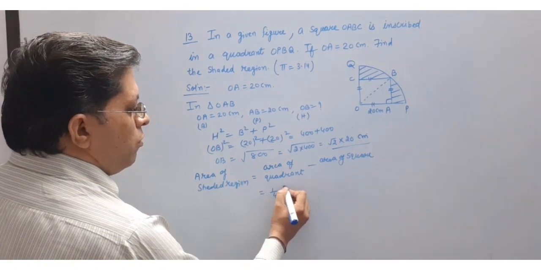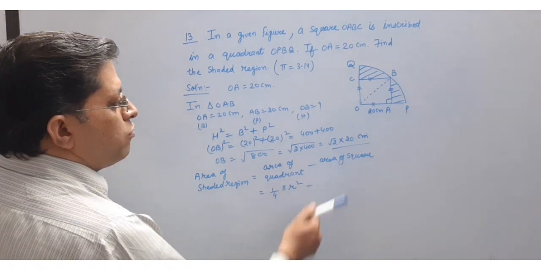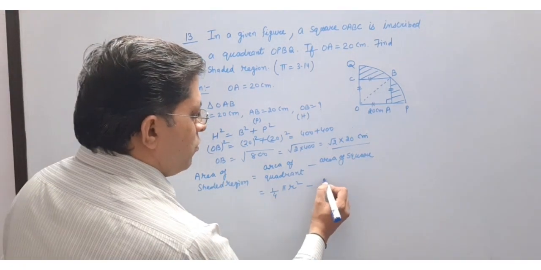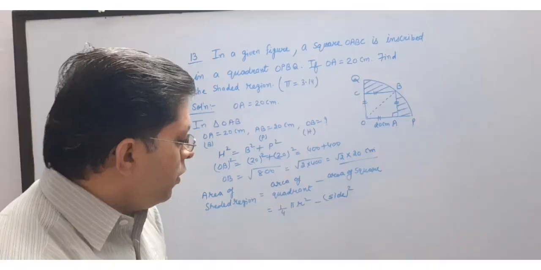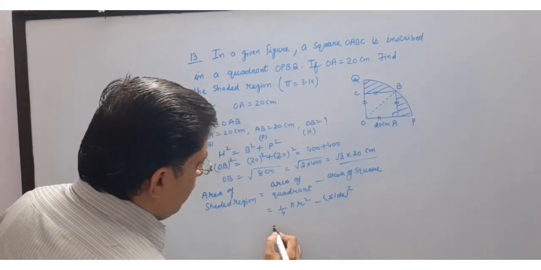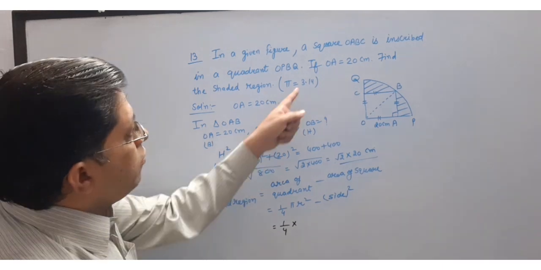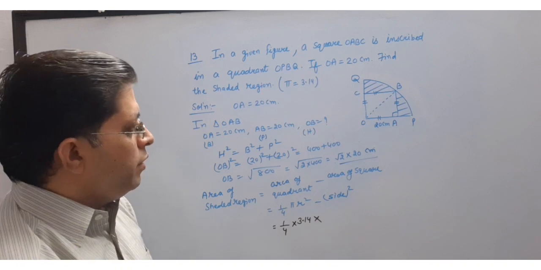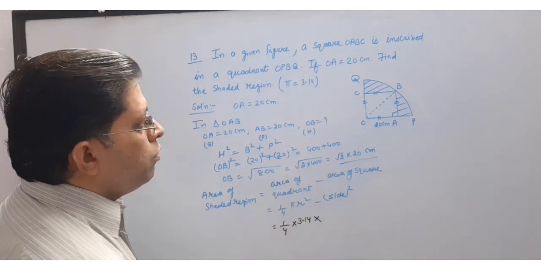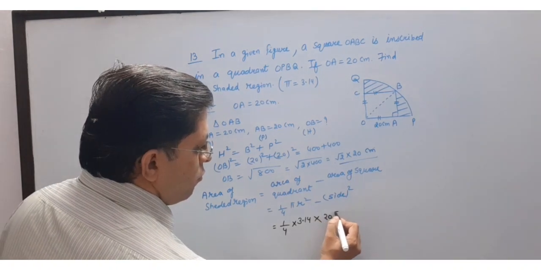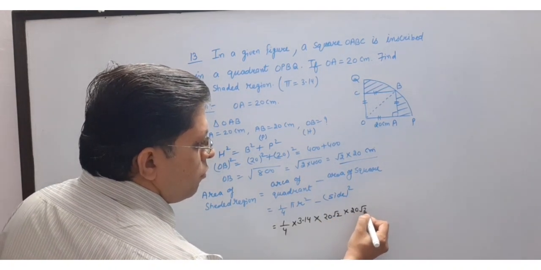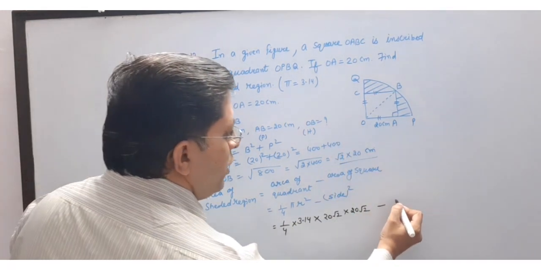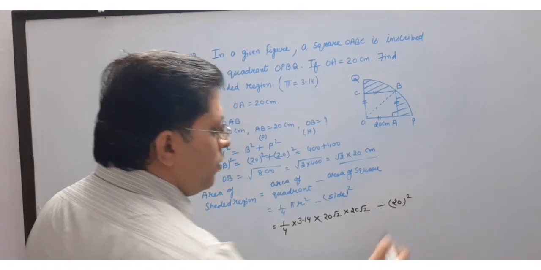1 upon 4 pi r square. What is area of square? Area of square is what? Side square. Now that you have to put the values. What is the value of pi? Pi value is 3.14. What is radius? Radius is 20 root 2. So 20 root 2 into 20 root 2 minus. What is the side? This is 20 square. So 20 square.